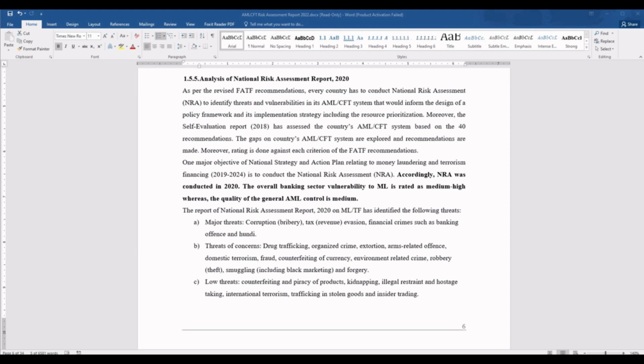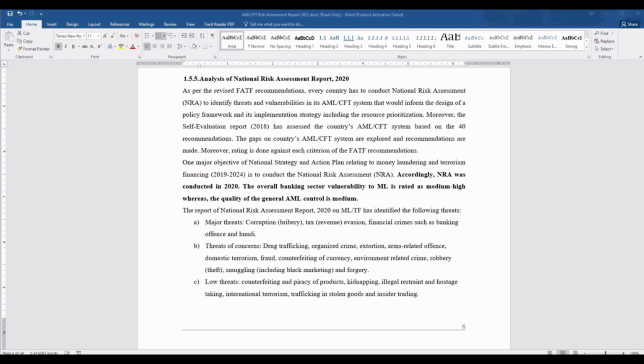This report aims to provide an evidence-based assessment of the money laundering and terrorism financing risk faced by a country, allowing policymakers and authorities to prioritize their resources, develop effective AML safety strategy, and allocate preventive measures accordingly. The assessment may involve collecting data, conducting surveys, and engaging with relevant stakeholders.